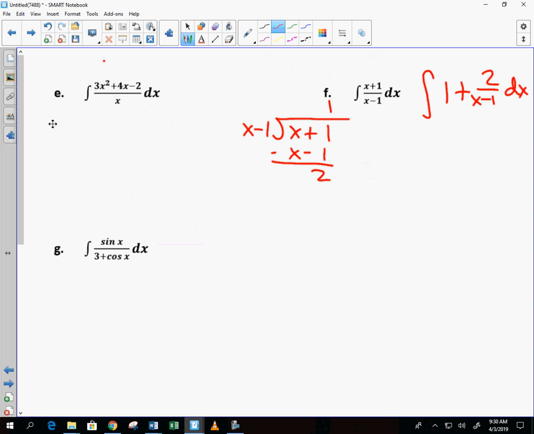So I have the integral of 1 plus 2 over x minus 1 dx. So I just rewrote the expression. Now let's make it easy. What's the antiderivative of 1? X plus, uh-oh, looks like I should use substitution for that, right? What is u? U is x minus 1. What is du? dx. I don't have a dx. I have 2, so I go 2 du is equal to 2 dx.